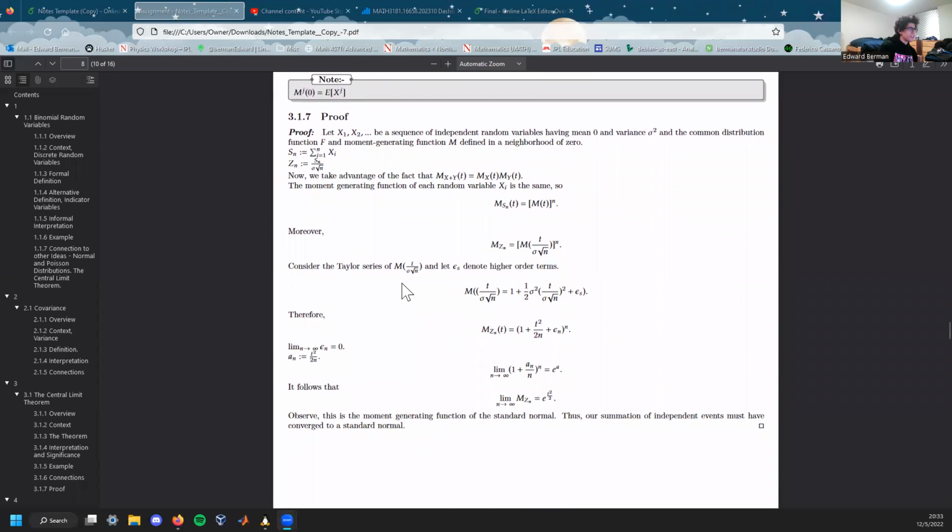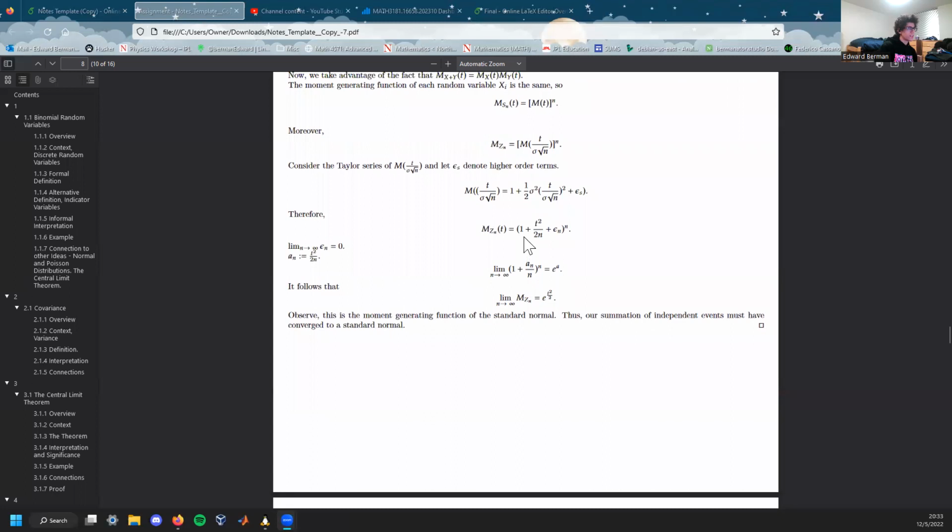So now we consider a Taylor series of the moment generating function of t over sigma root n and let epsilon of s denote higher order terms. This comes out to be this, and therefore going from this to the moment generating function of Zn, we get something that looks like this if we square this and do some algebra.